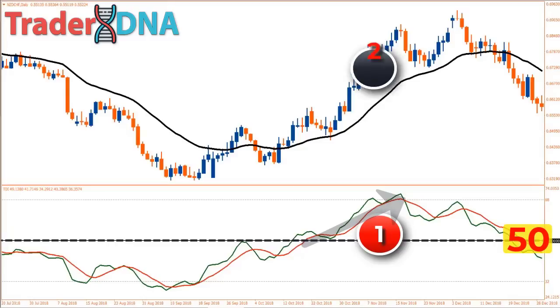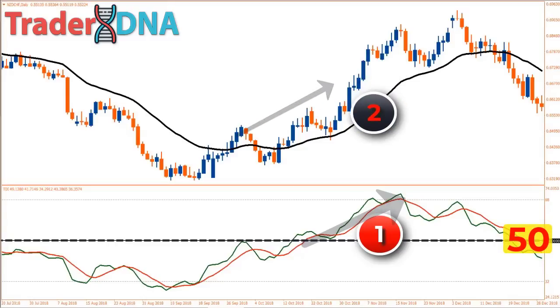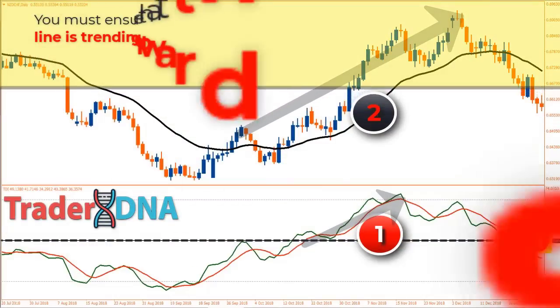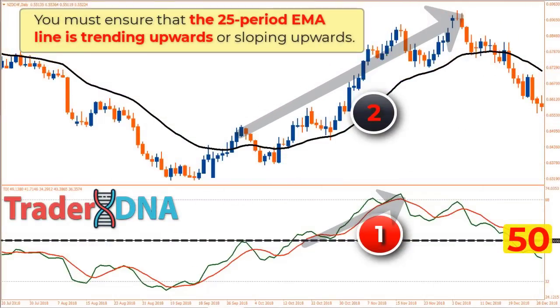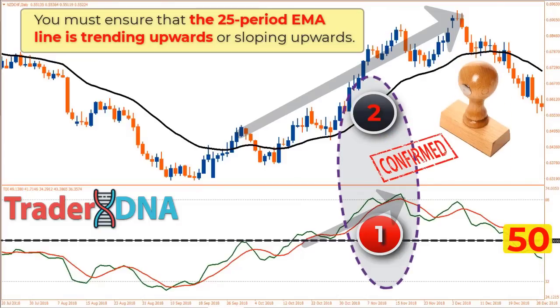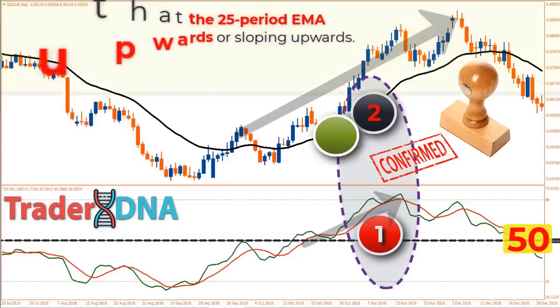Step number 2. The price is above the 25-period EMA line. When the price is above the 25-period EMA line, you must ensure that the 25-period EMA line is trending upwards or sloping upwards. The upward slope confirms that the bullish market information indicated in step number 1 is accurate and reliable. And now, we need other components of the market sentiment to share the same information before we're really ready to pull the trigger. Step number 3.